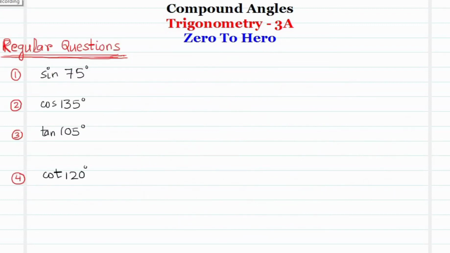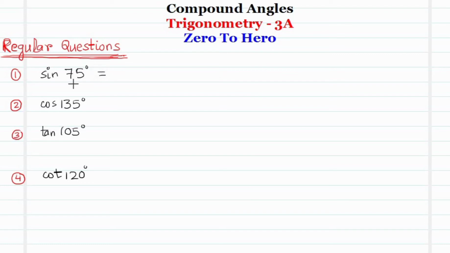We now consider 4 regular questions. Definitely these questions are a direct application of the formulas studied so far. First question is, find the value of sine 75 degree. We have taken one question from sine, one from cos, one from tan, and one from cot. Now the first question, sine 75 degree.